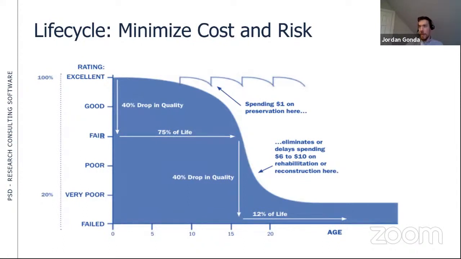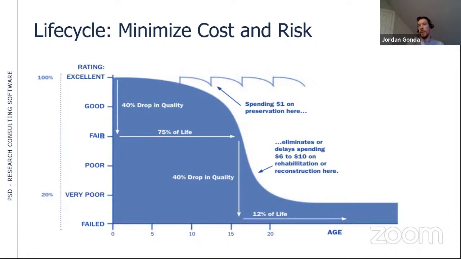This is a simple example. This applies to roads, to bridges, sewer mains. These things often are cheap to maintain early on. You can imagine you spend a dollar per unit early on, something like a crack sealing program, some kind of simple maintenance, oil changes, instead of waiting for it to fail and spending 6 to 10 times that amount on reconstruction. Of course, this curve that I'm showing is different for different kinds of assets.